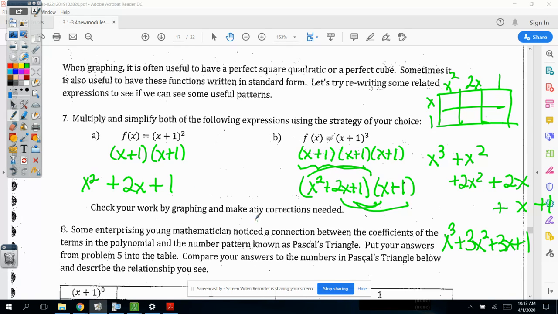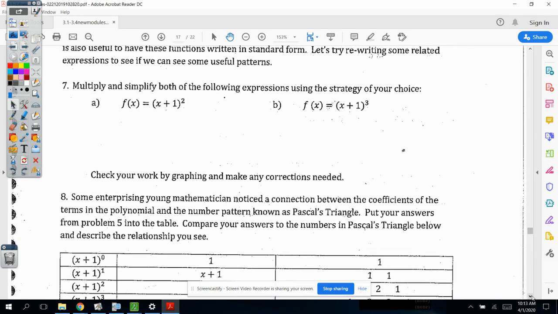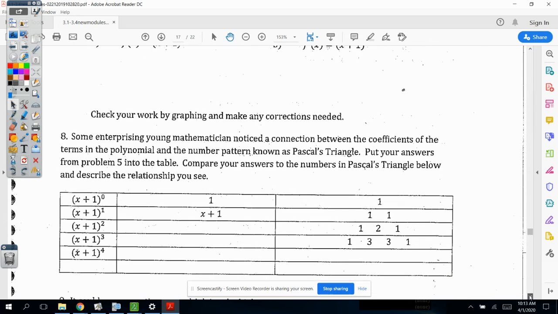Okay, when it says check your work by graphing, what you can do is you can type this into your Y1 and you could type this into your Y2. Make sure the tables and graphs are the same. That means you did things correctly. It's a nice little check for you to do, especially when you're doing some of these more complicated calculation problems where there could be lots of sign mistakes. Like a really good thing to do on a test or a quiz.